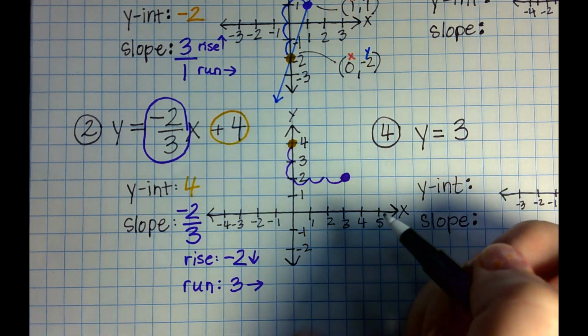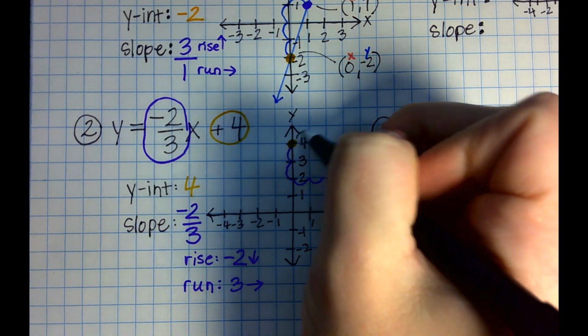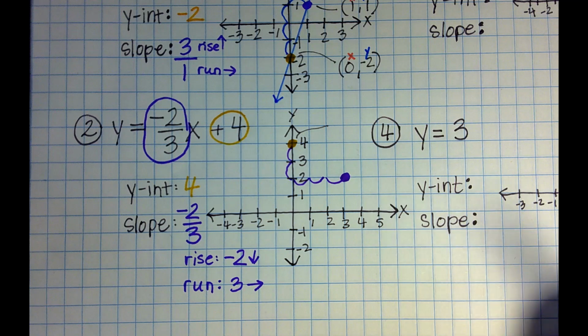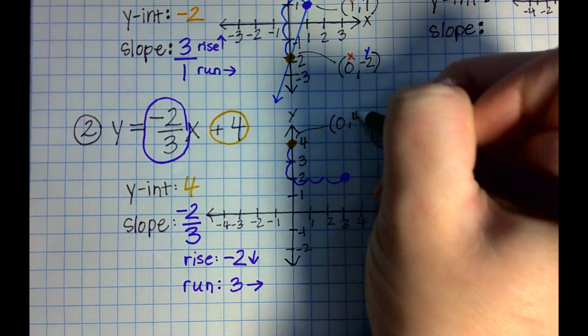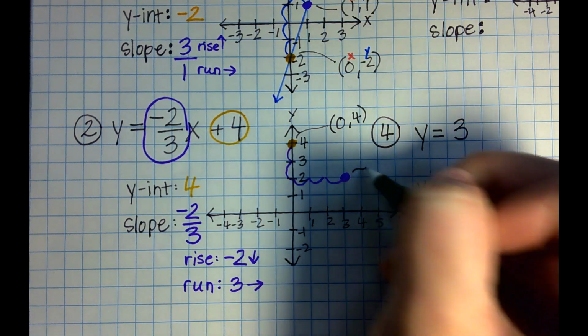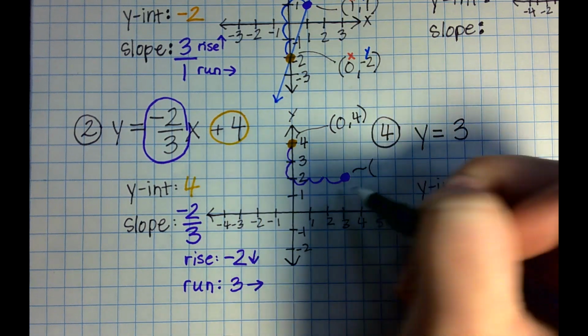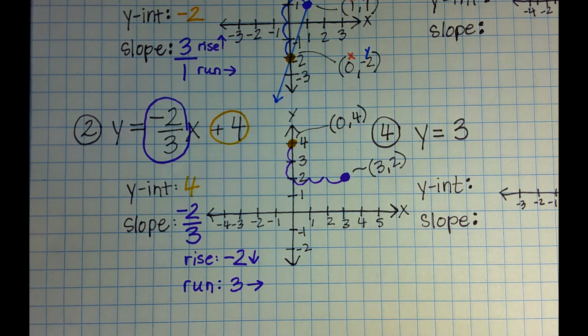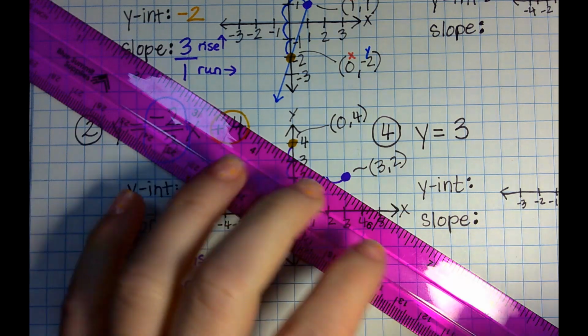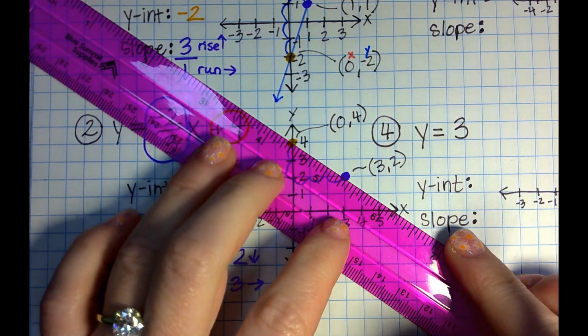Now let's label our coordinates. What's our first coordinate? 0, 4. Good. And how about our second coordinate? 3, 2. Over 3, up 2, that's right. 3, 2. Perfect. And what is left to do? Draw your line. Very good. So I'm just going to take my ruler again and draw my line.